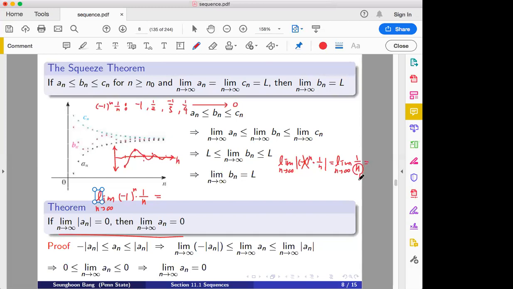The n is going to infinity. What is 1 over infinity? The 1 over infinity is always 0. So the absolute value is going to 0. The original one is going to 0. So we have two methods possible. That's right, this is going to 0. So the sequence minus 1 to the power n, 1 over n, is convergent to 0. This is the idea of using this theorem.